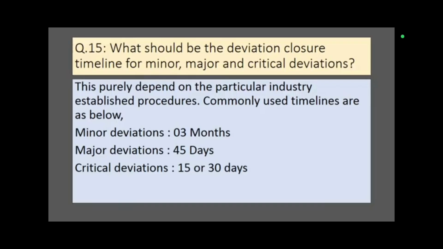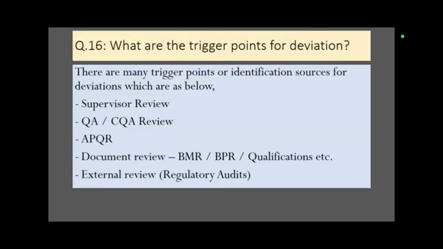Next question, what should be the deviation closure timeline for minor, major and critical deviations? This purely depends on the particular industry's established procedures. Commonly used timelines are as below. For minor deviations 3 months, for major deviations 45 days, and for critical deviations 15 to 30 days.